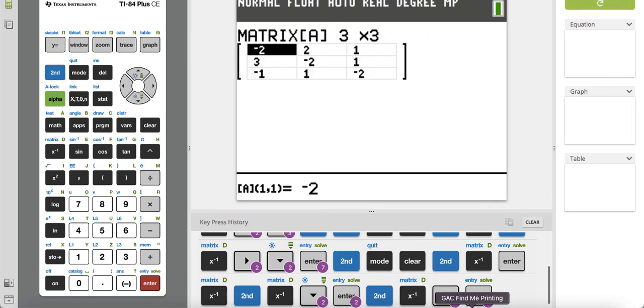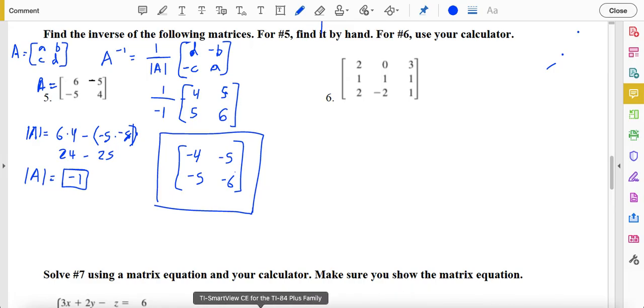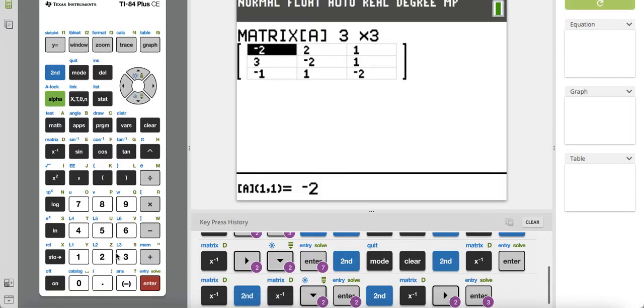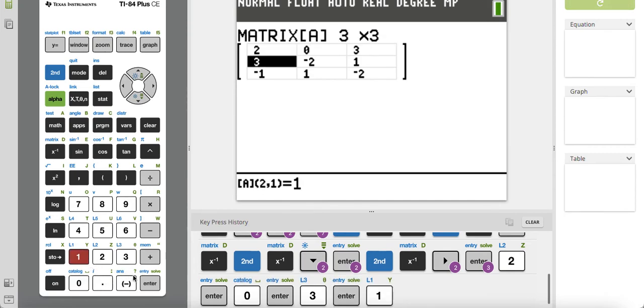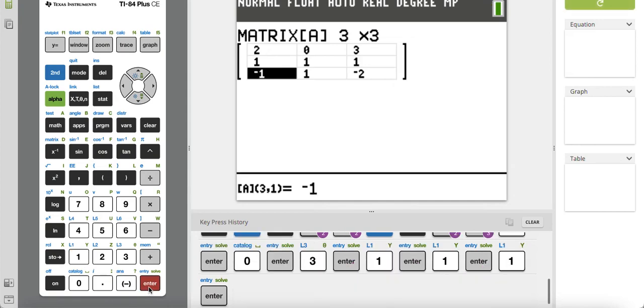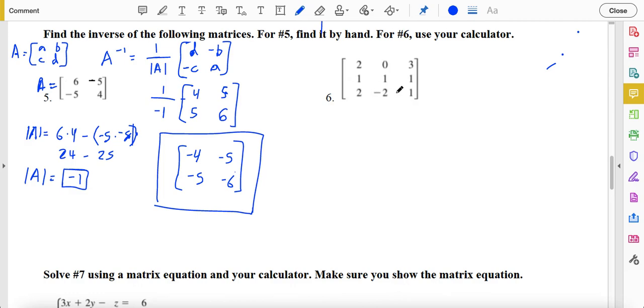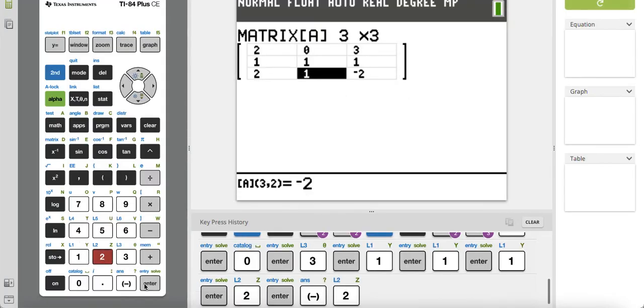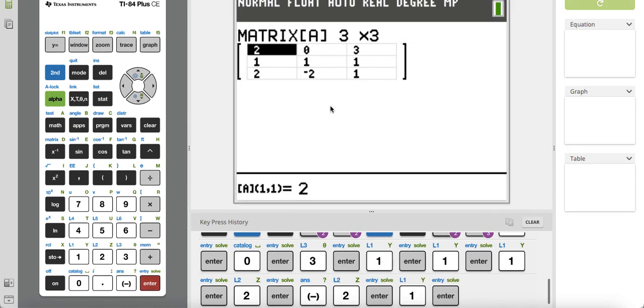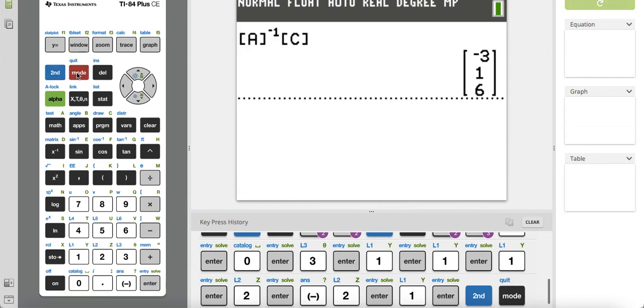All right. So for the first row, we want 2, 0, 3, and then for the second row, 1, 1, 1. And then for the last row, 2, negative 2, 1. All right, so that's our matrix, 2, 0, 3, 1, 1, 1, 2, negative 2, 1, and it's our matrix A. So we just got to remember that because that's the matrix we want to find the inverse of.